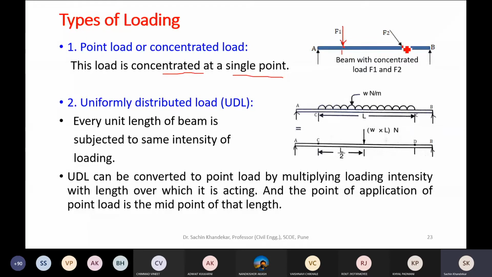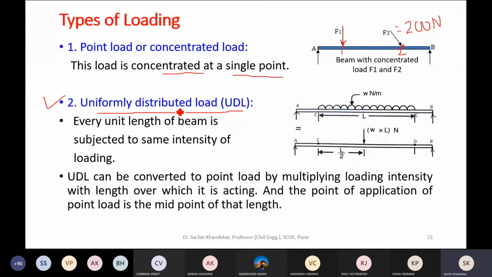Similarly, suppose F2 has a magnitude of 200 Newton. This 200 Newton is concentrated only at this particular location, say 2. This is called a concentrated load. The second one is the uniformly distributed load, in short called UDL.